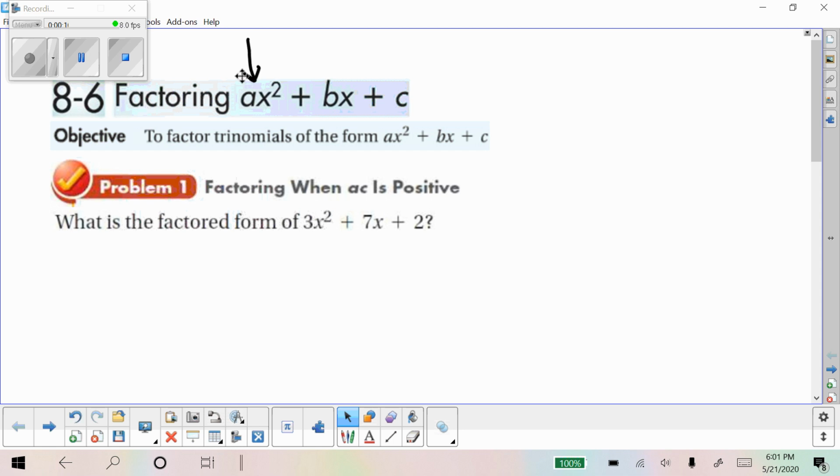Today we're going to learn how to factor when you have a coefficient of the squared term other than 1. Makes it a little more difficult, but it's kind of fun if you ask me. It's like figuring out a puzzle. So we're going to use the box method.